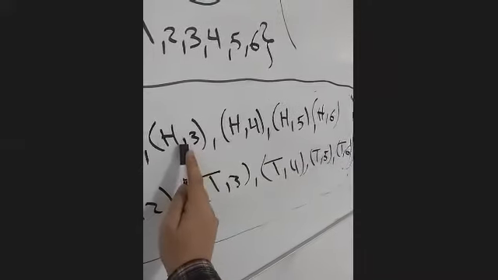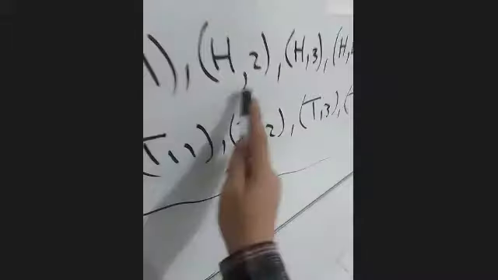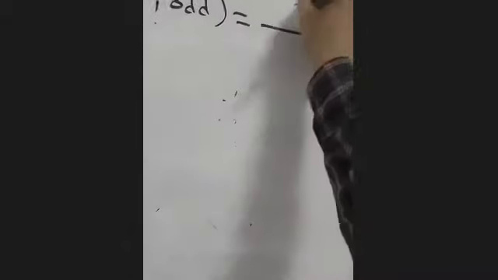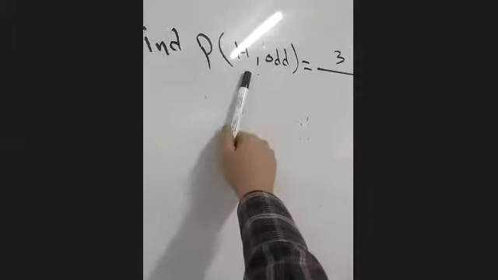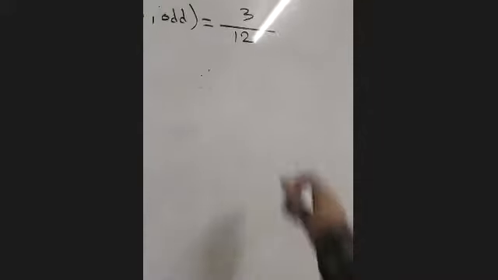Two. Head and odd. Three. And then four. Odd. Three elements. Don't count like this, one, two, three. No, this is one element. One outcome. One. Two. Three, head with odd, three. But why didn't I take tail with a three? Three is odd. Because the question wants head with odd only. Three over what? The whole sample space outcomes. How much? One, two, three, four, five, six, seven, eight, nine, 10, 11, 12. Simplify it, one over four.